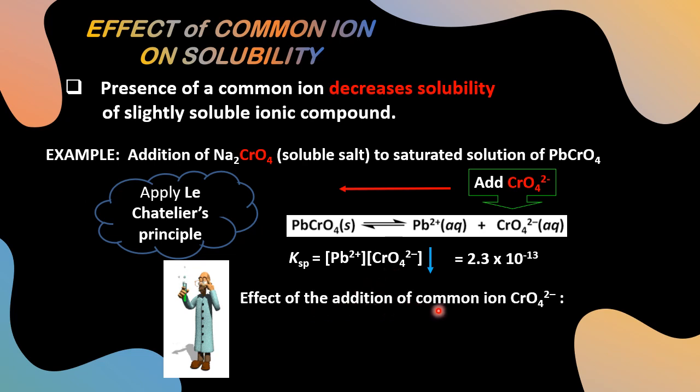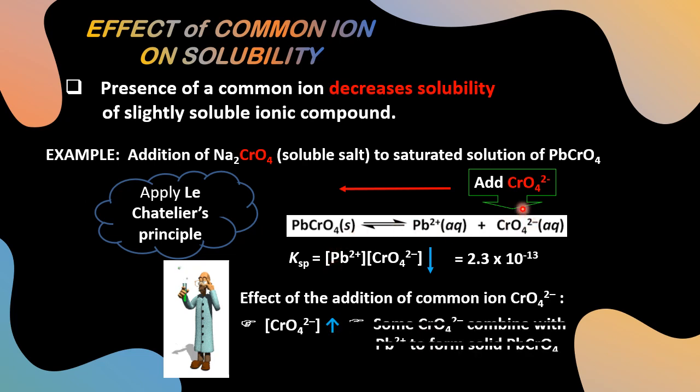Then, the effect of the addition of the common ion chromate. So the concentration of this one increases, then some chromate will combine with lead to form more solid lead chromate. Okay, lead chromate. Meaning that the solubility of this one decreases.